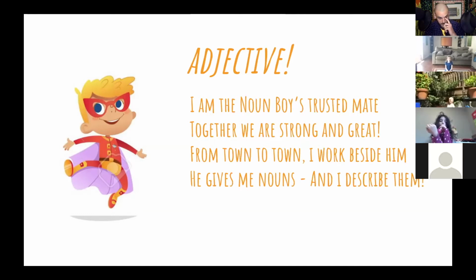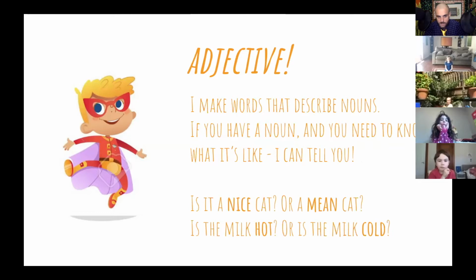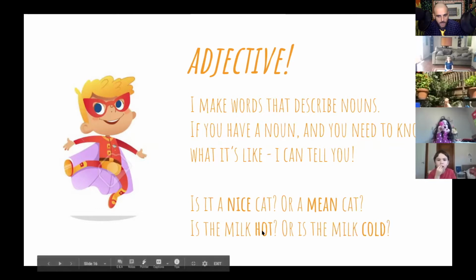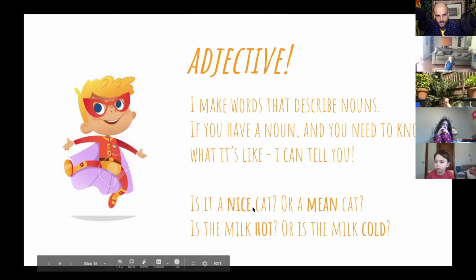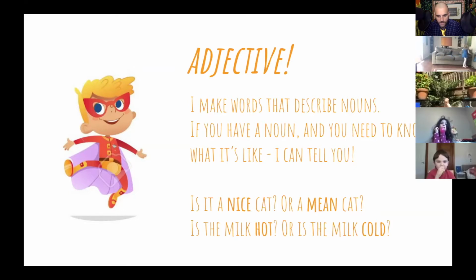That's right. Adjective describes nouns. He says, I make words that describe nouns. If you have a noun and you need to know what it's like, I can tell you. For example, is it a nice cat or a mean cat? Is the milk hot or is the milk cold? All of those words that describe our nouns, nice and mean and hot and cold, are adjectives. A cat is a noun, and milk is a noun, and then nice cat, mean cat, hot milk, cold milk. Those are adjectives that this superhero is adding in order to describe the nouns, okay?